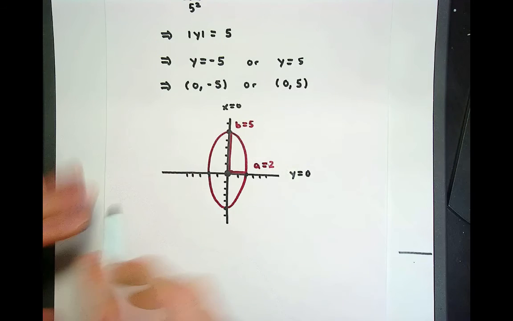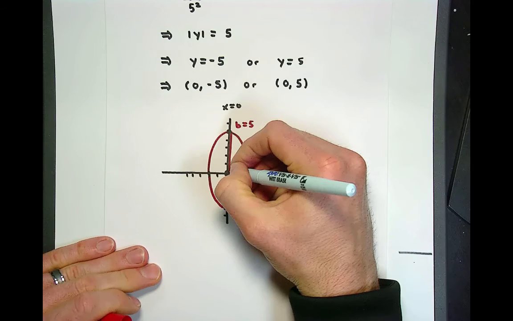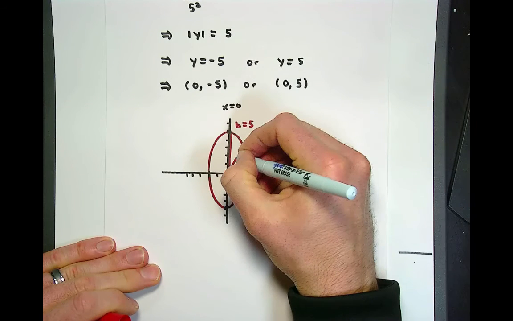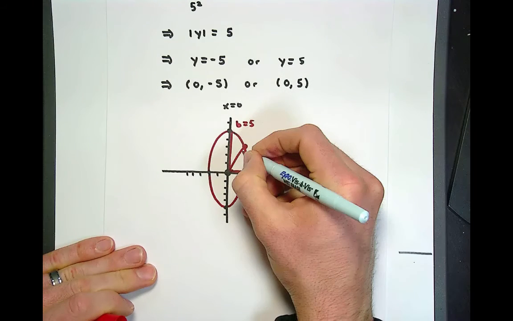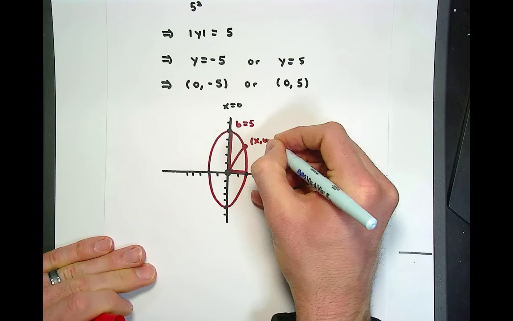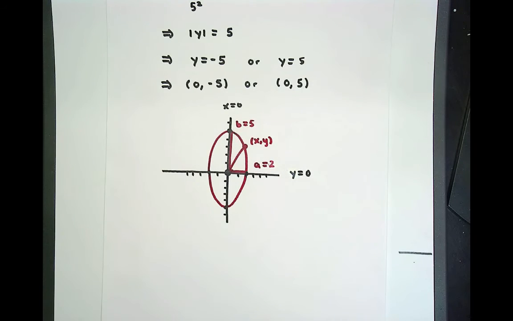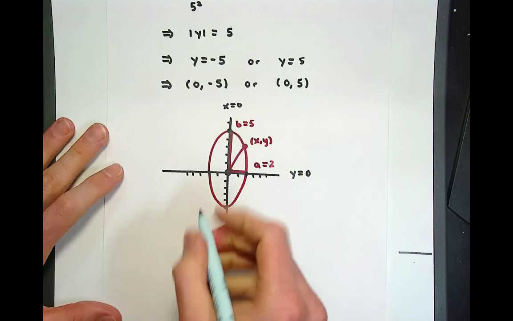We, of course, could generalize this to any point x comma y, and maybe we'll do that in the next video. I think this video is getting kind of long. Let's switch over to Mathematica and graph this.